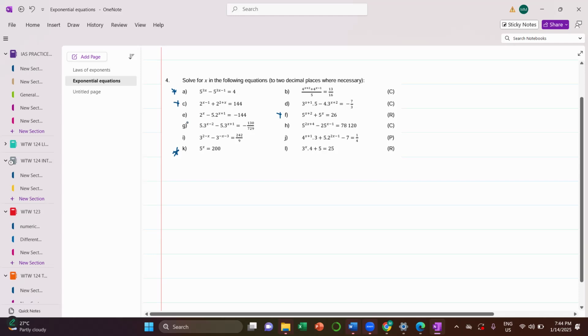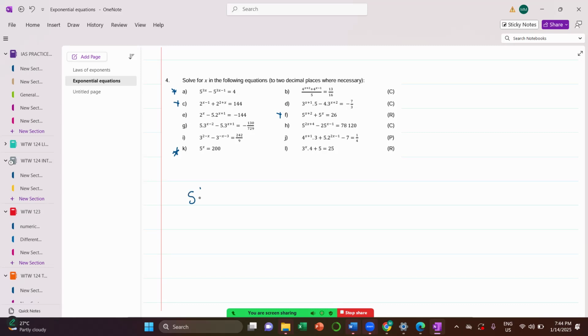So now we are solving exponential equations. So exponential equations, they just require the skills that you need are just the ones of laws of exponents and simplification.